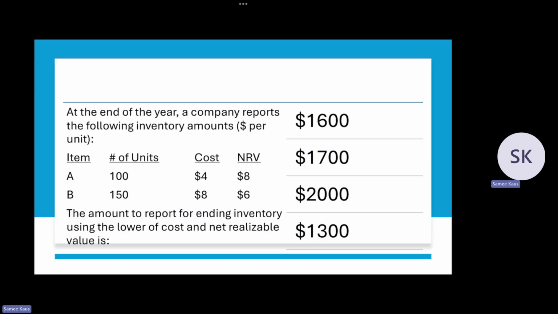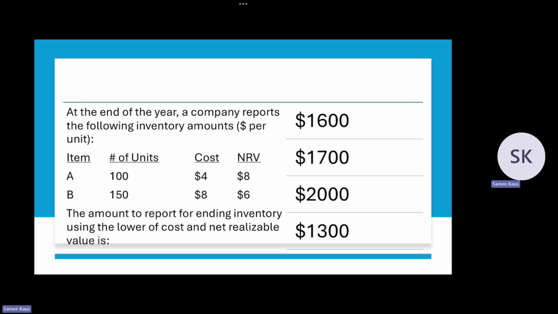Okay. So at the end of the year, a company reports the following inventory accounts per unit. The amount to report for ending inventory. Okay. So again, now we have to be cognizant. Am I calculating ending inventory, how much needs to be on my books, or am I calculating my adjustment? Because those two things are different. So in this case, we're supposed to calculate my ending inventory amount.